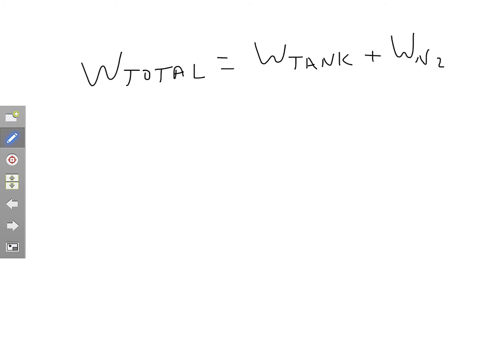Now we're not done, because that's not exactly what we were asked for. We were asked for the total weight. And the total weight is the weight of the tank plus the weight of the nitrogen. And in fact, we don't even know the weight of the nitrogen yet, because we only have the mass. But we know that the weight of the tank was 222 newtons.